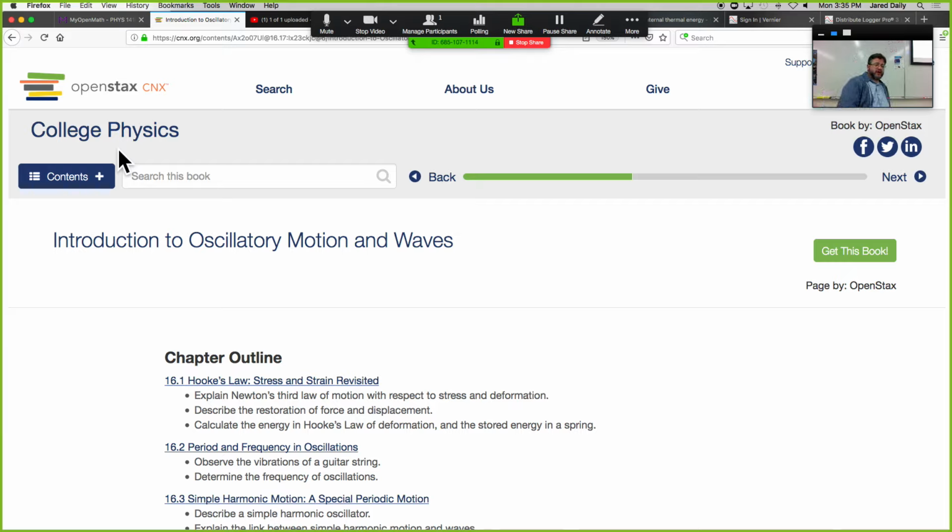Oscillatory motion, waves. What is oscillatory motion? Motion that goes back and forth between two points. It's caused by a force that continues to pull the object back to the middle point of the system, what's more appropriately called an equilibrium point.